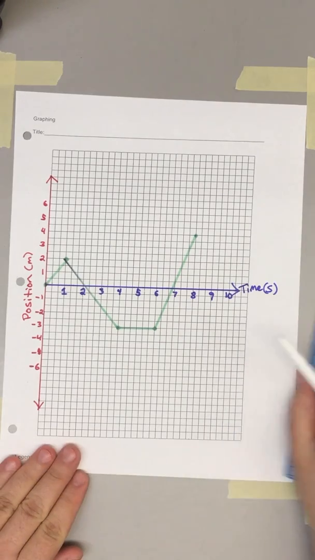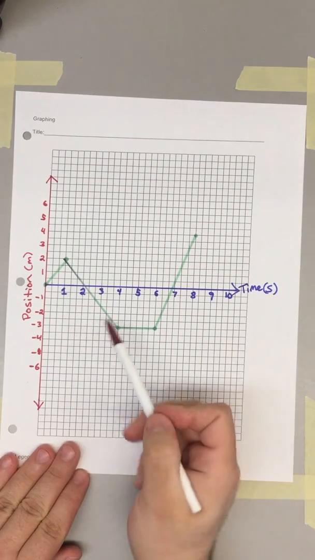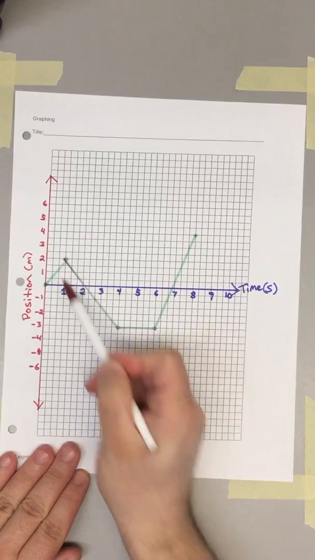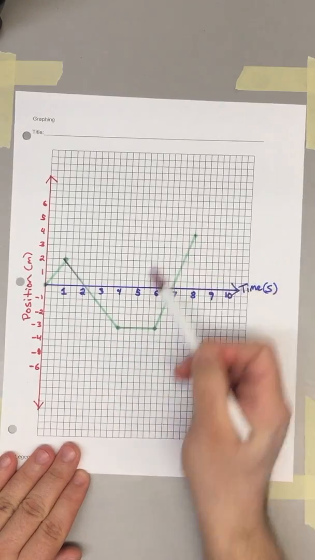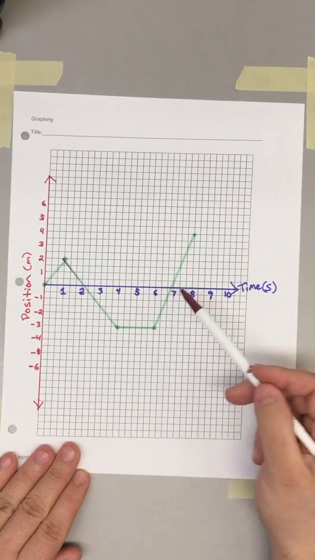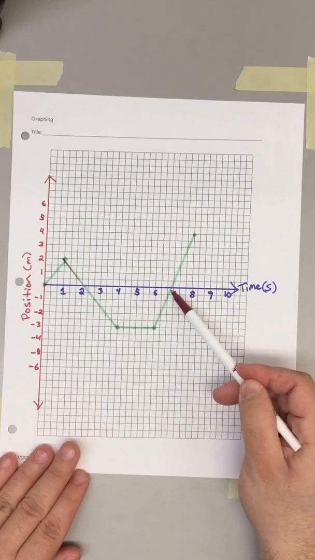Now, a lot of these lines aren't crazy different in steepness, but you can see this line is a little bit less steep compared to this line, which means they are moving quicker during this point.